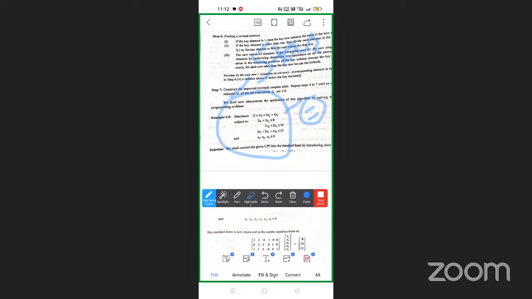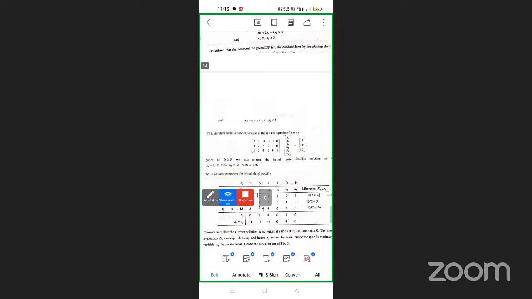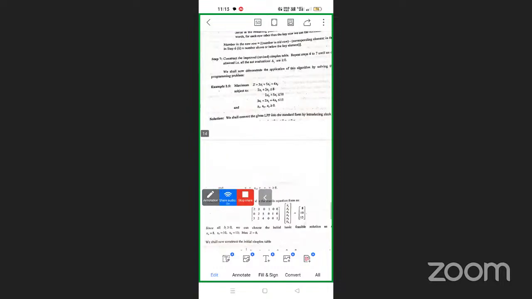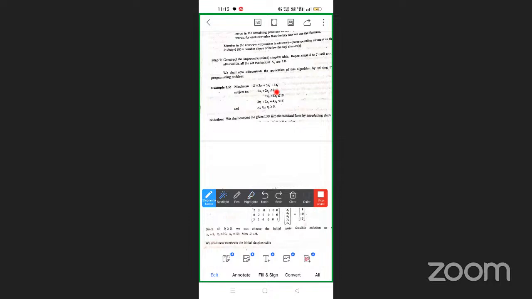Next, we can represent the standard form in matrix form. Since it is a maximum problem, we add slack variables: x4 in the first equation, x5 in the second, and x6 in the third, across all the constraints.